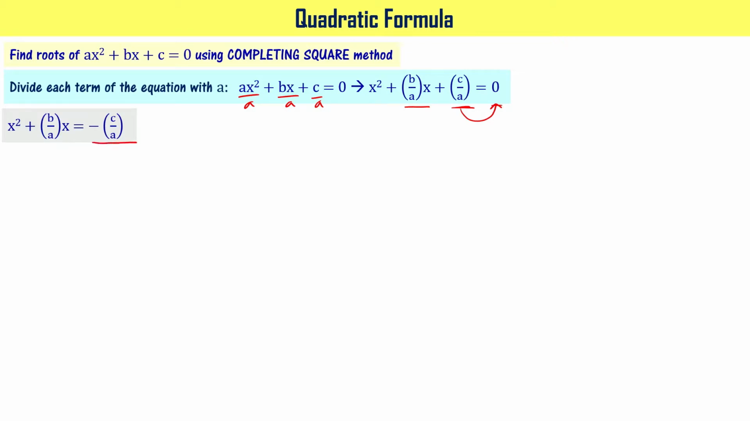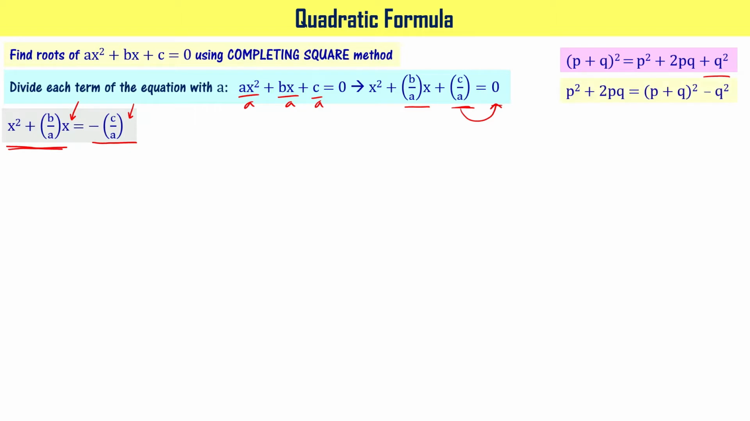Now the objective in the completing square method is that we have to find what to be added to both sides of the equation such that the left hand side becomes a complete square, right? Let's learn about that first. We know that p plus q whole square equals p square plus 2 times pq plus q square, right? Let me transpose this plus q square to the other side so that I can write the equation as p square plus 2pq equal to p plus q whole square minus q square, right?